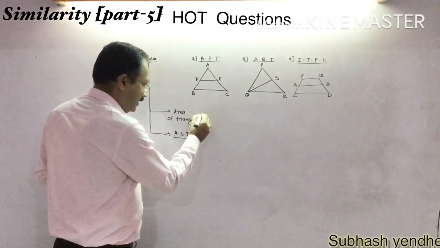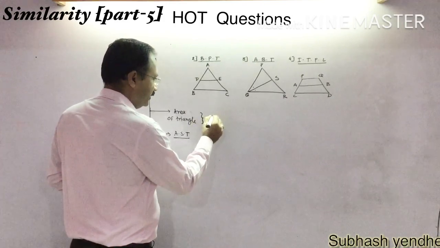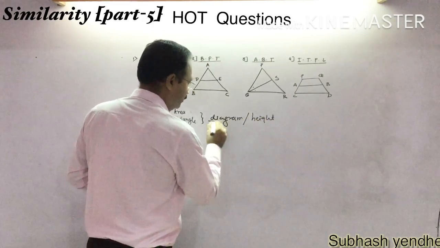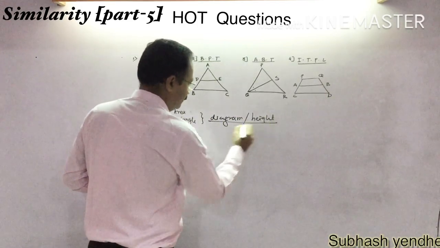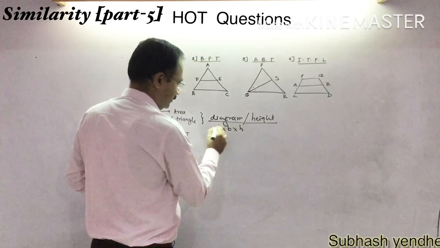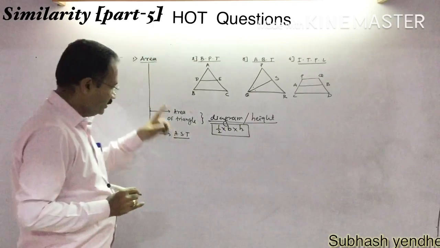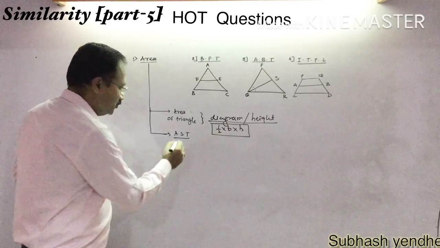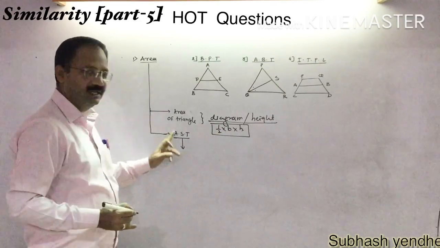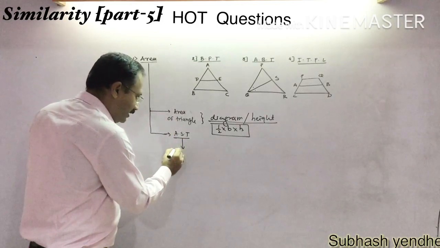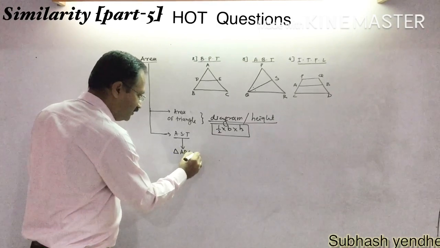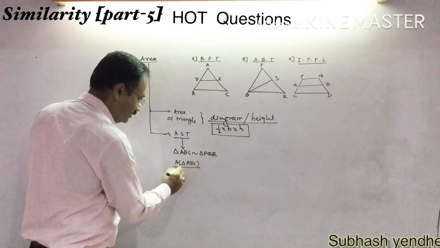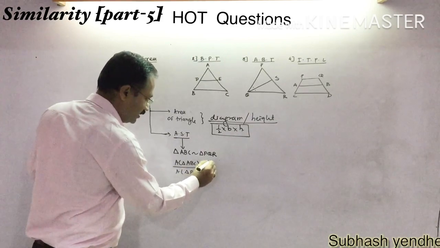But remember, when you have to use the area of triangle, if the diagram is given, and the second thing, if the height is given, then you have to use this formula, half into base into height. If the word area is there and this thing is not there, then you have to use area of similar triangle. It says that if the two triangles are similar, then their area is proportional with their corresponding side square.